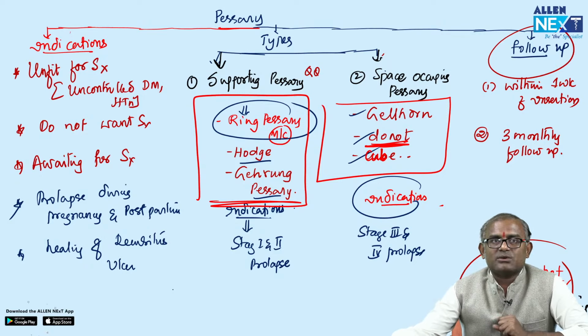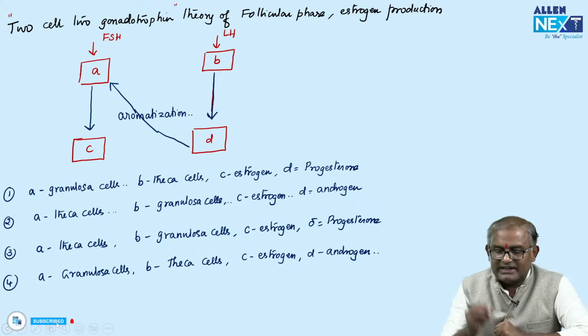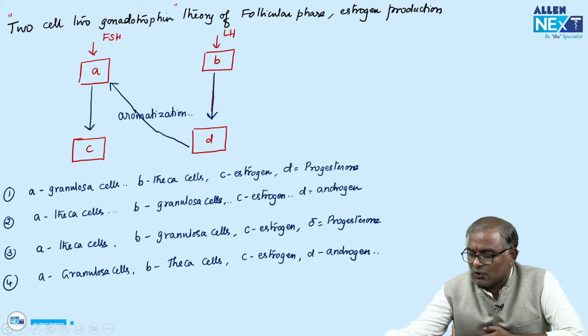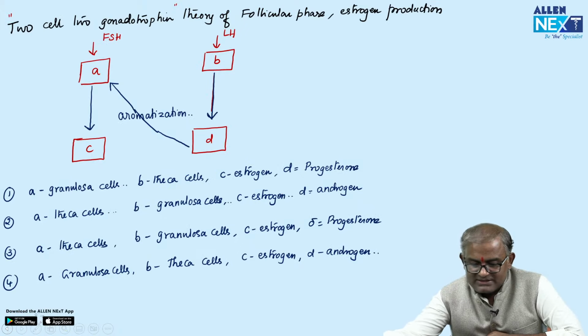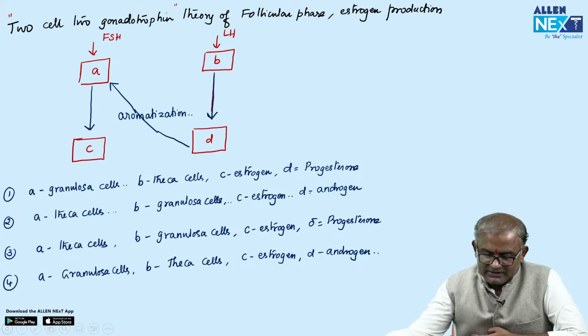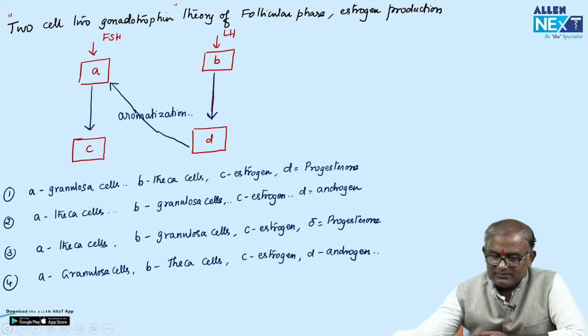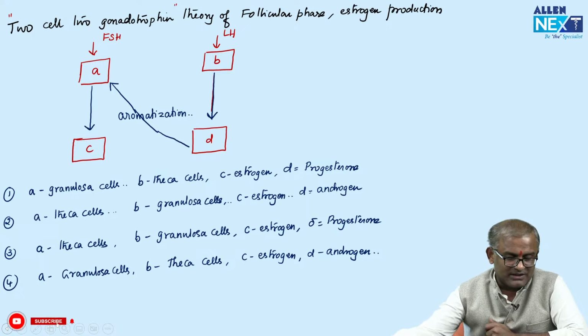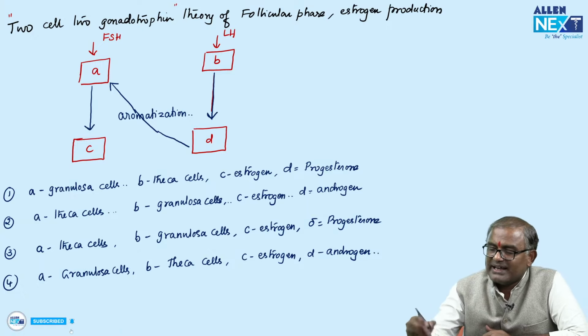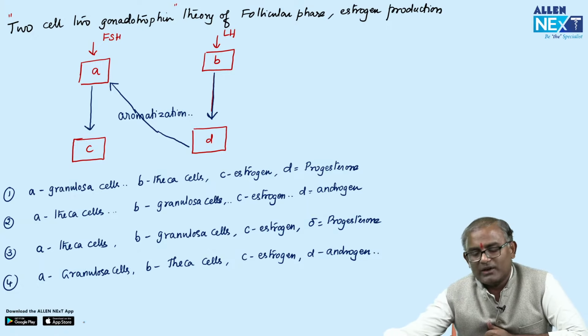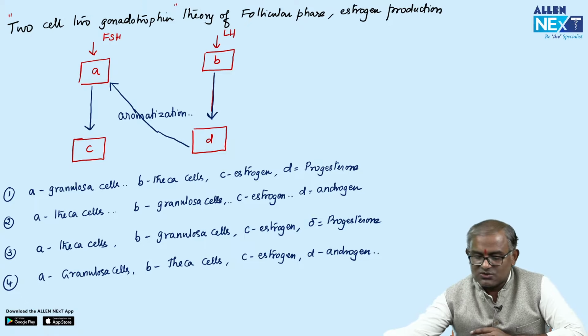Is this question clear, doctor? Now, doctor, we proceed to the next question. Very nice question. Two-cell two gonadotrophin theory of follicular phase, estrogen production. Look into this. What is ABCD? This is a repeat question from INI-CET. It is the two-cell two gonadotrophin theory of follicular phase and estrogen production.